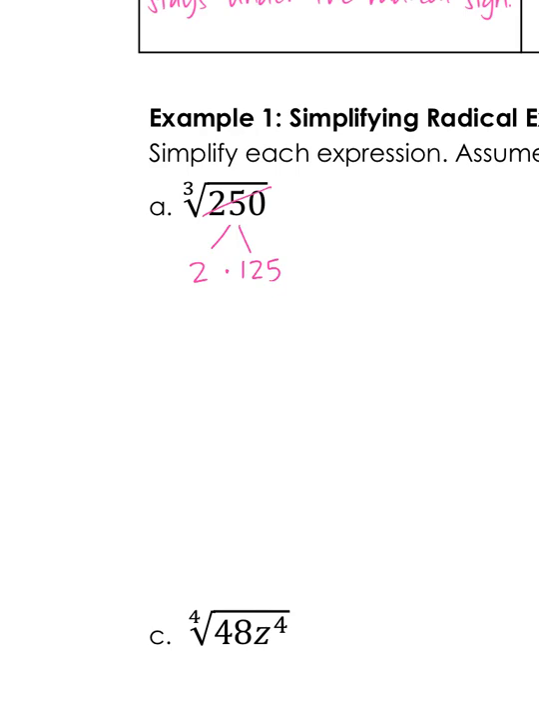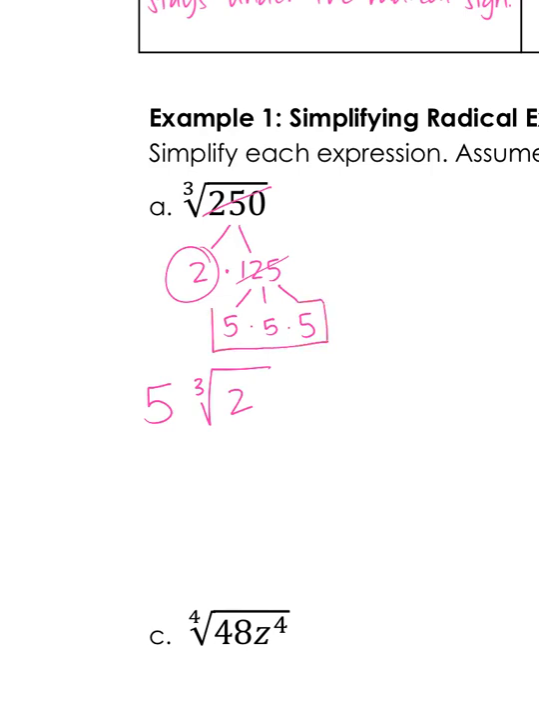And luckily, 125 is a perfect cube. It becomes 5 times 5 times 5. So I'm going to cross out the 125 because this is what I want. So 5 is my perfect cube. So that's now going to go on the outside of my radical. I'm going to keep this as a cubed root, and then this stays inside.